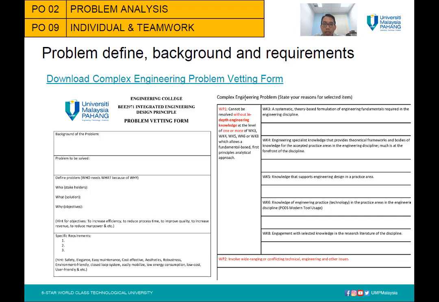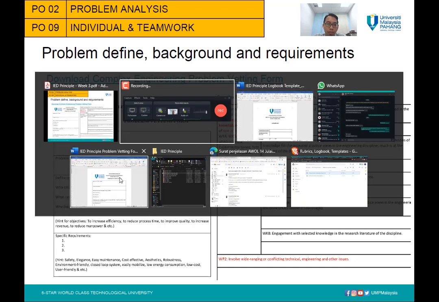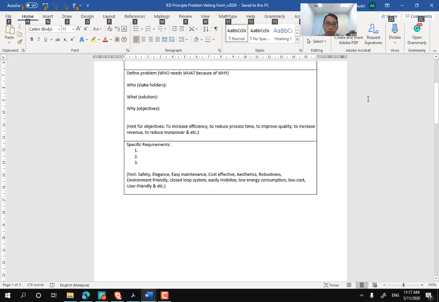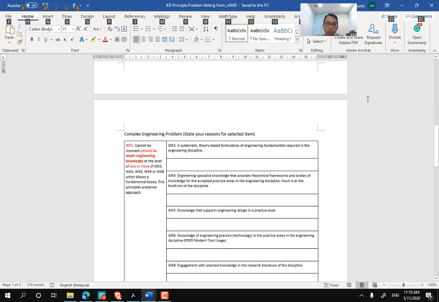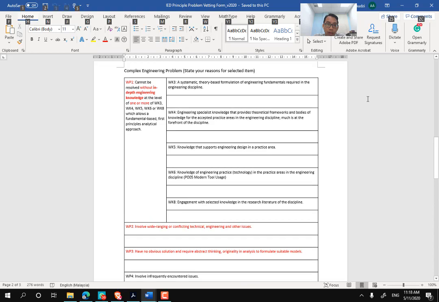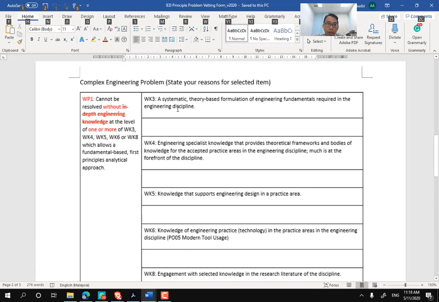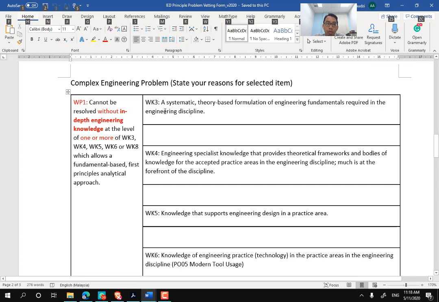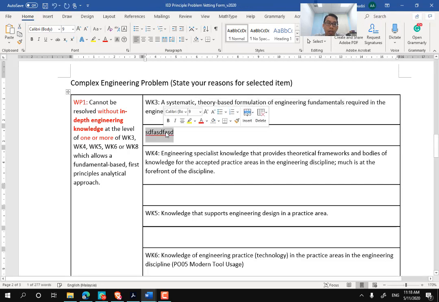And on the second page of that, you need to identify whether it's complex or not. You can use this table. If I go to the file itself, this one is the vetting form. At this page you can write why you think that your problem requires a theory based formulation of engineering fundamentals. So write it here.